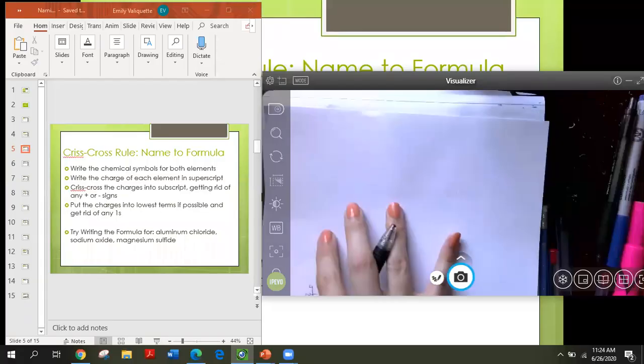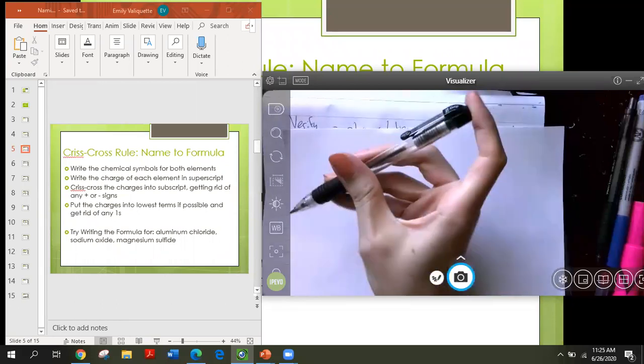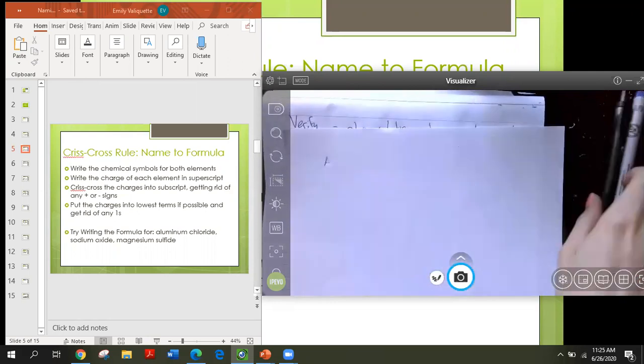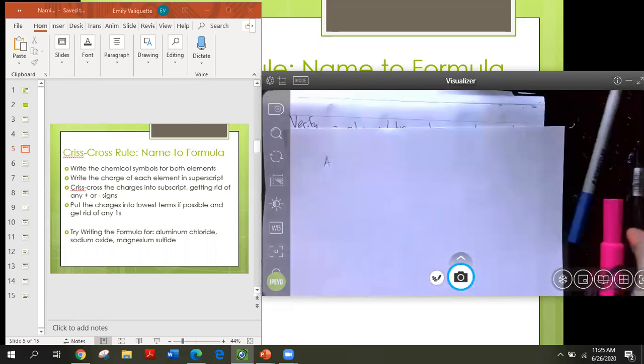Okay, so for the first example that we're going to go over here, I'll start with aluminum chloride. Oh, my pen doesn't work. Wow, do I have any pens that work?